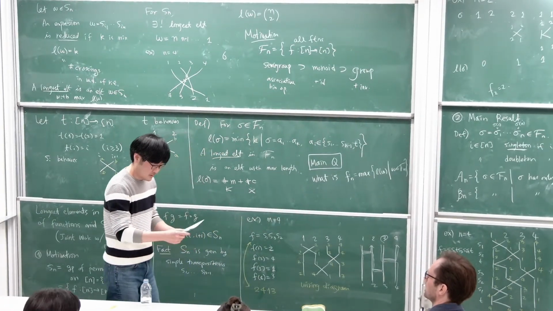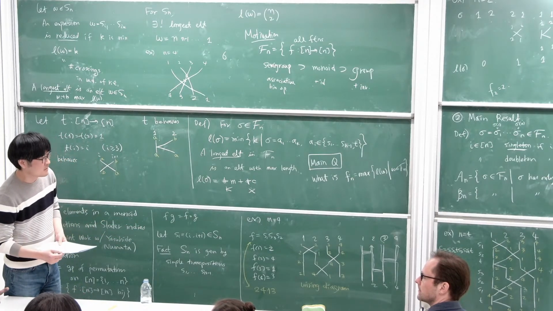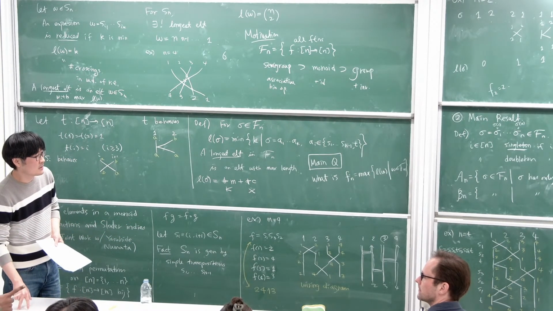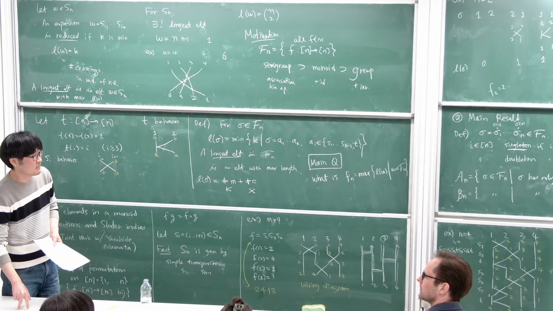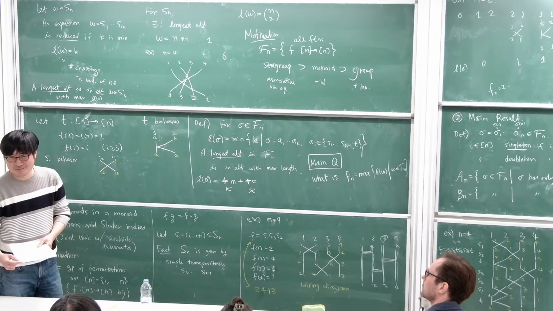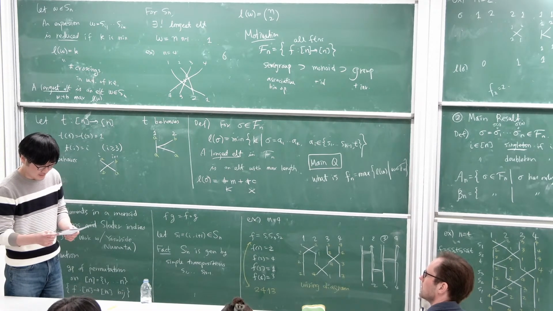Did you guys try putting any of the sequences A_n, B_n, or F_n into the Online Encyclopedia of Integer Sequences? Yes, we did. No matches.